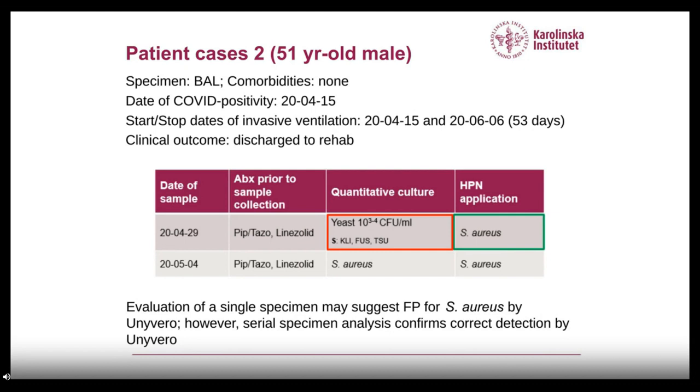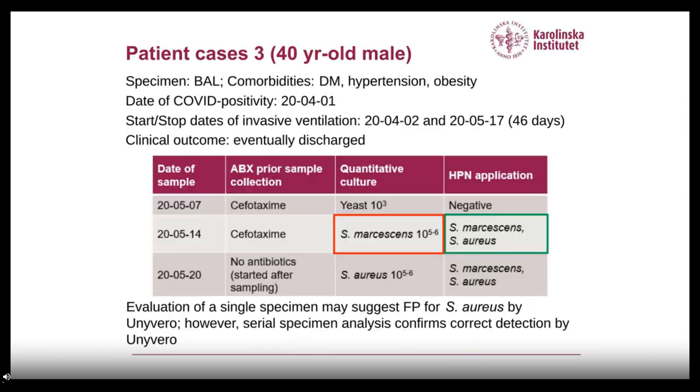whereas the HPN application showed Staph aureus. And then later on, Staph aureus could be detected also by quantitative culture, suggesting that it was most probably false negative some 1 week earlier when it had been taken under antimicrobial pressure. So this is another example of the potential utility.